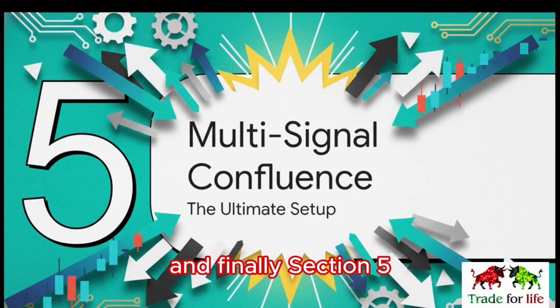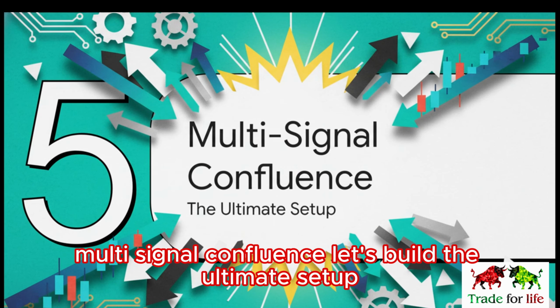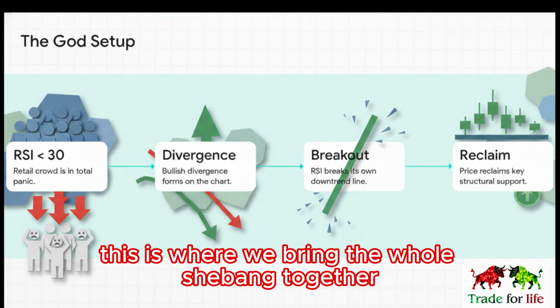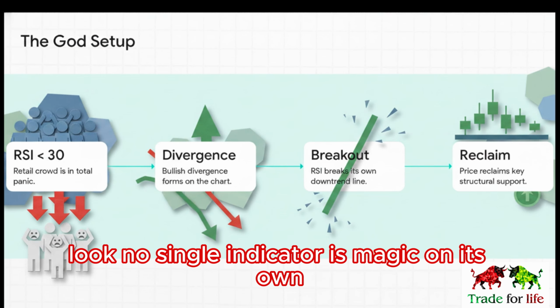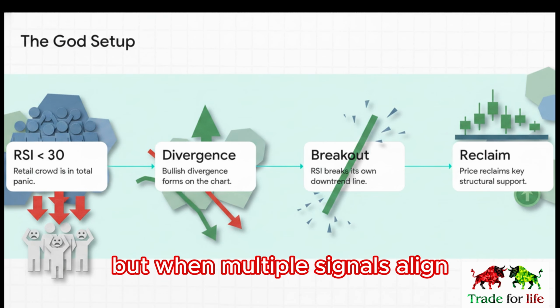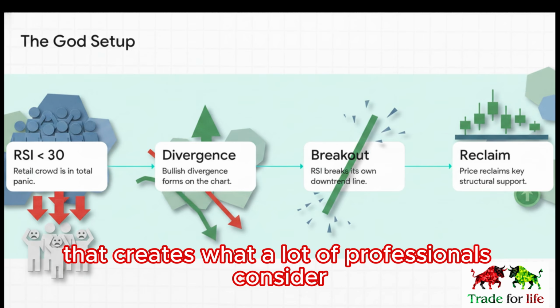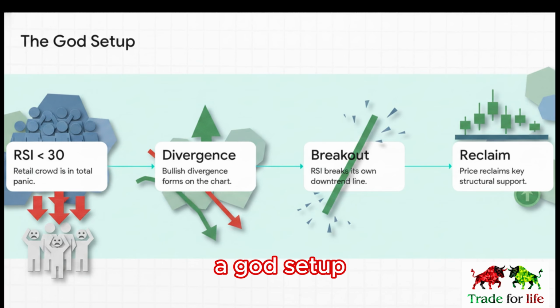And finally, Section 5. Multi-signal confluence. Let's build the ultimate setup. This is where we bring the whole shebang together. Look, no single indicator is magic on its own, but when multiple signals align, that creates what a lot of professionals consider a God setup.